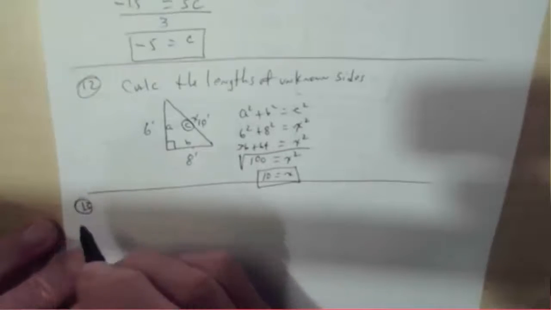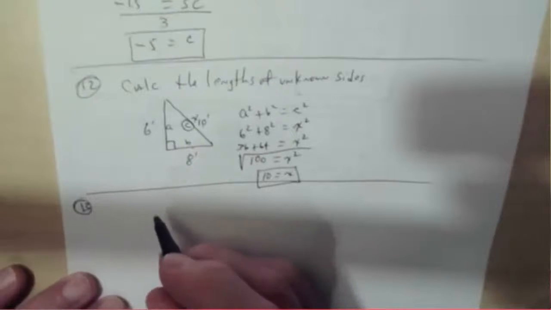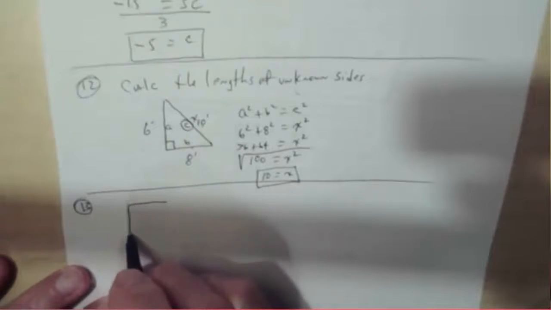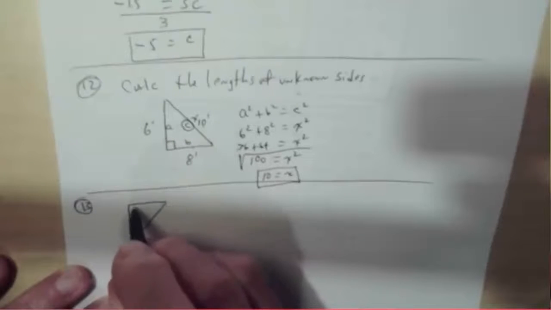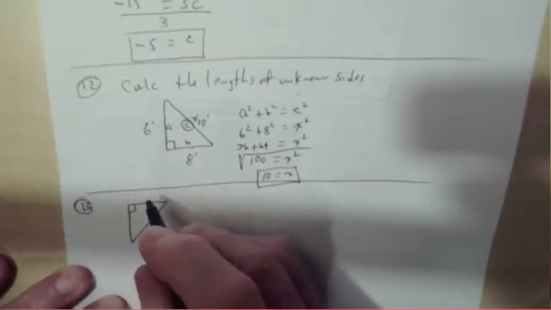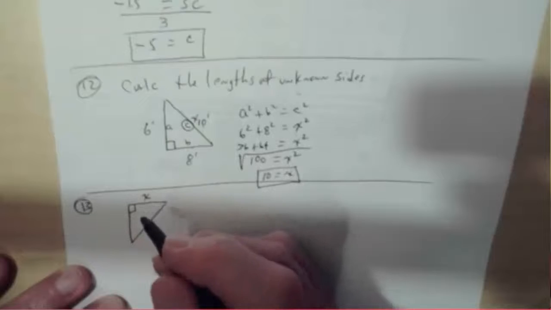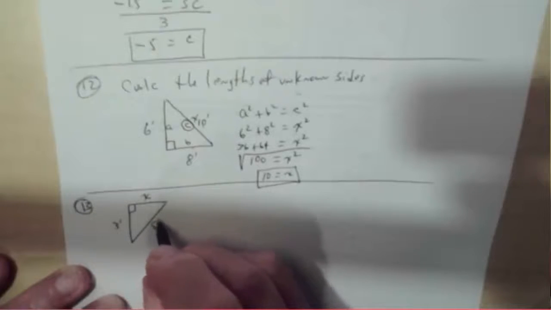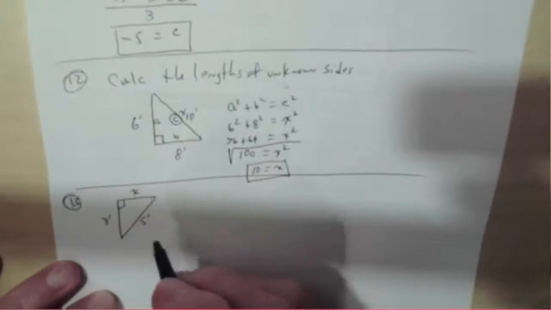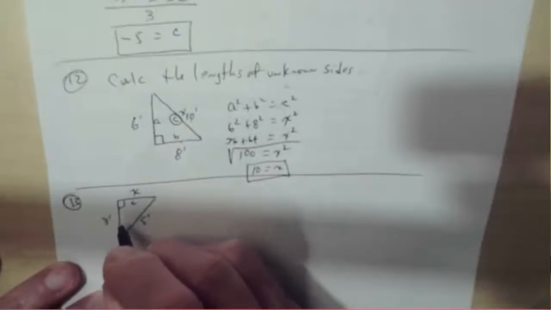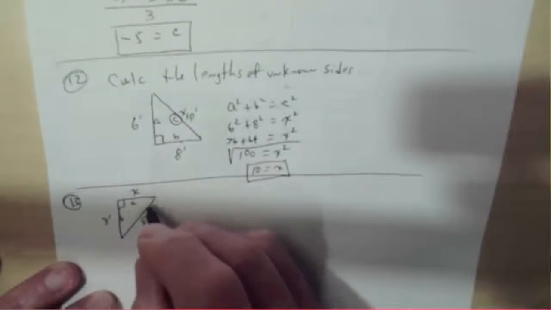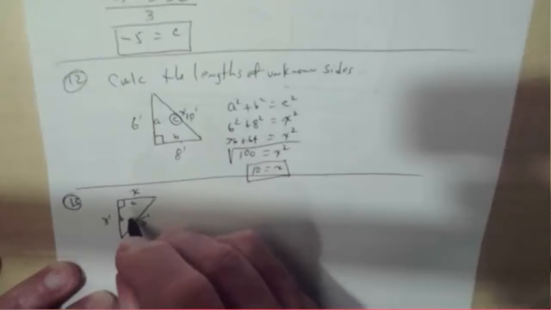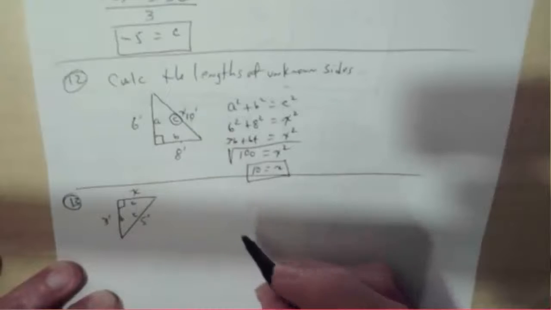Number 13. Basically the same stupid problem. Again, pretend that's a right triangle. 3 feet. 5 feet. Okay, this one's A. This one's B. The hypotenuse, the one that's opposite from the right angle, that one has to be C.